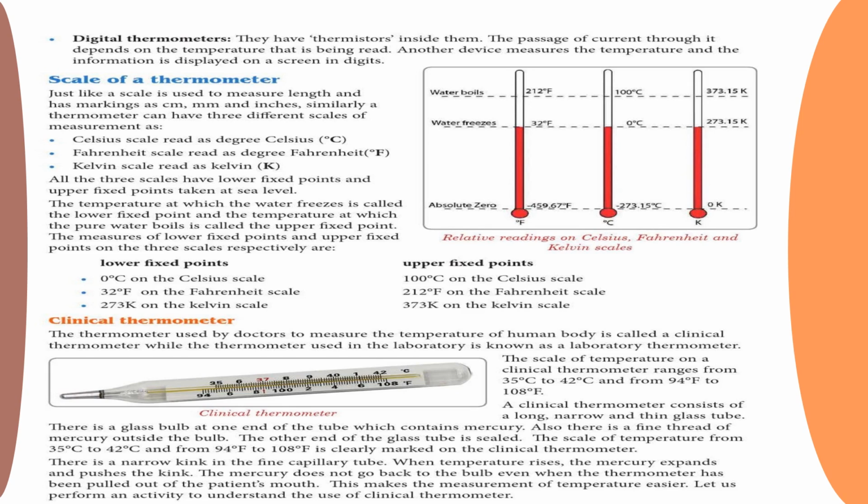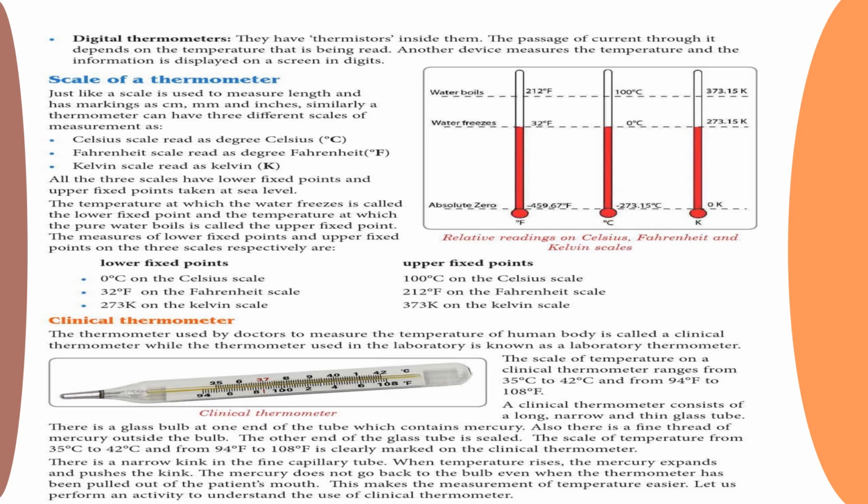Then the scale of a thermometer. Just like a scale is used to measure length, with markings in centimeter, millimeter and inches, similarly the thermometer also has 3 scales. First one is the Celsius scale, read as degree Celsius. Second, Fahrenheit scale, read as degree Fahrenheit. And Kelvin scale, read as Kelvin.